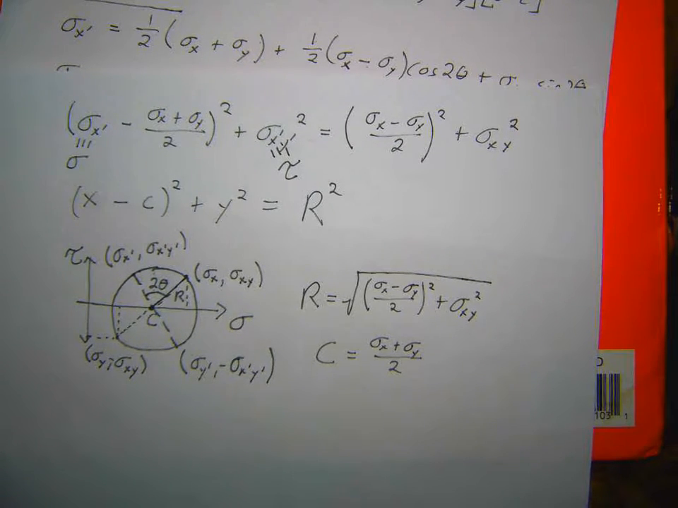So, it turns out for any stress in a body, there's some orientation that we can rotate it to where there's only normal stress, or no shear, in the x, y, and I guess z direction. When we're looking at it in 2D, we're assuming zero.